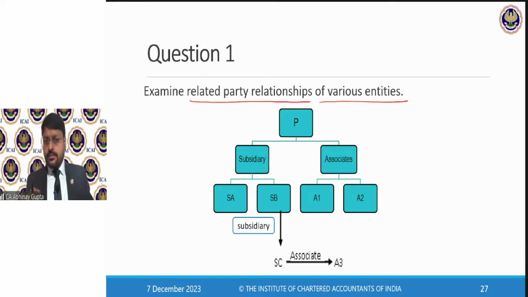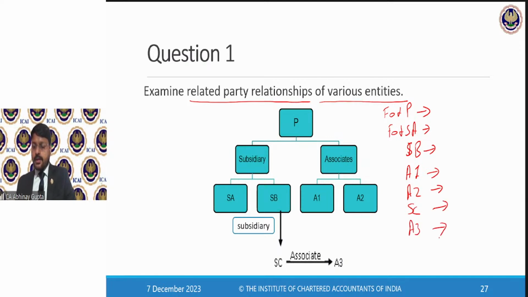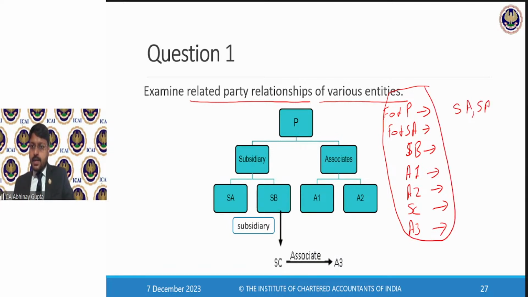Now you just try your hands on this question, at least try. So how you need to do? So you need to start with P. So for P, which all related party? For SA, which all parties are related? For SB, which all parties are related? For A1, which all parties are related? For A2, which all parties are related? For SC, which all parties are related? For A3, which all parties are related? So simply just prepare this table, and here you can write like SA, SB like this.